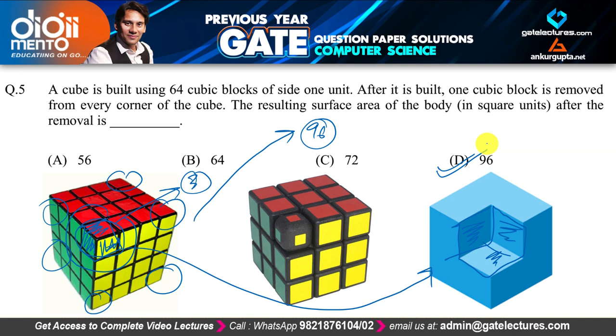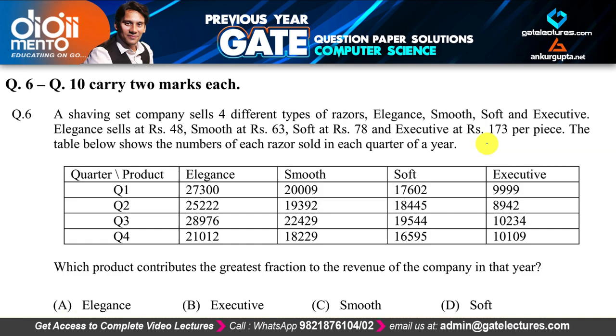So all the questions that we have discussed till now, all these questions were of 1 mark. Now let us look at the question which is of 2 marks. The first one is saying a shaving set company sells 4 different types of razors. Razor Elegant, Smooth, Soft and Executive. So these are 4 different types of razor, which are Elegant, Smooth, Soft and Executive.